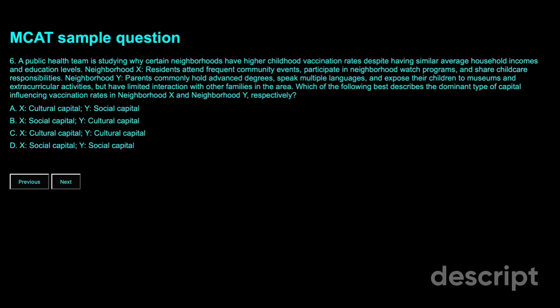In this video I want to talk about 5 important concepts you need to be aware of for the MCAT. So first one, a public health team is studying why certain neighborhoods have higher childhood vaccination rates despite having similar average household incomes and educational levels.